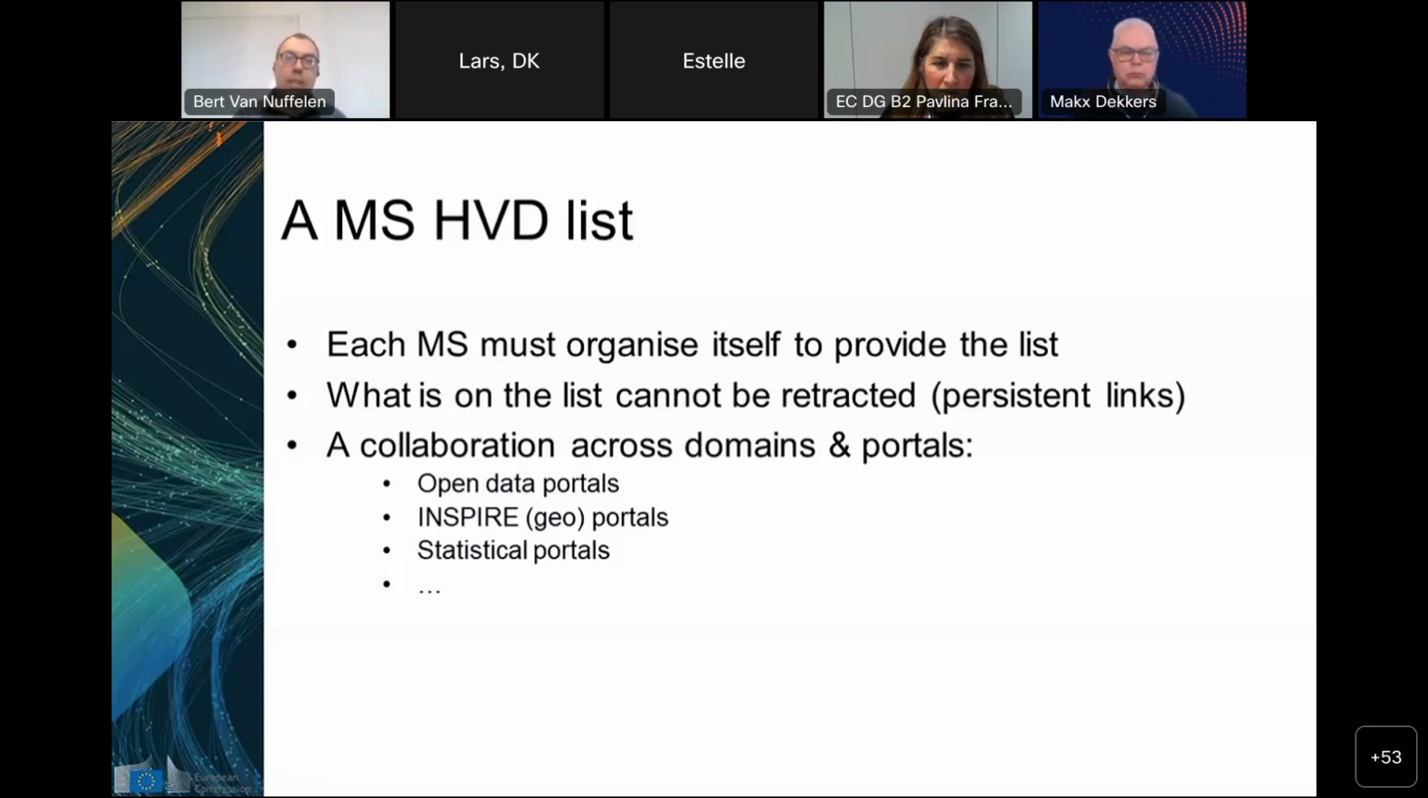And here we have to collaborate across different portals and domains. So open data with geospatial, with the statistical domain, and all these things have to collaborate together. What we do here at the level of DCAT-AP is in general domain agnostic, but of course we have in the past mostly engaged with open data portals, so this is also an activity where we reach out to collaborate more in the domains and to align on them.